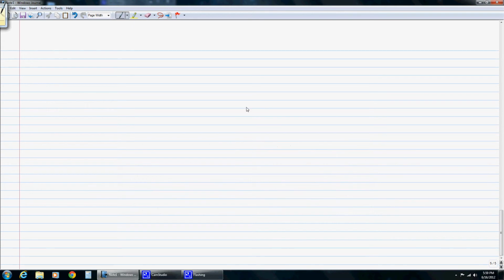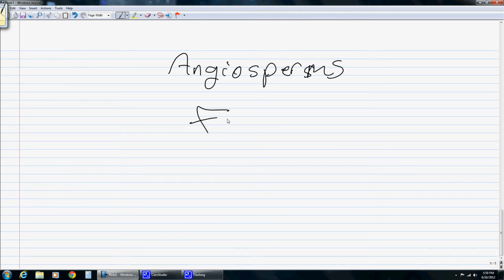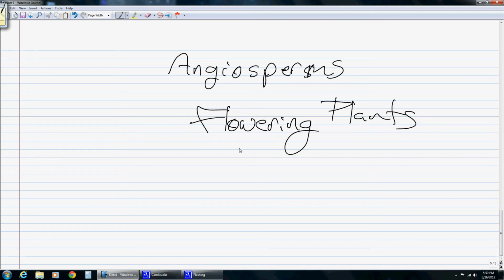Now, the other type of seed plants we're going to get, and these are the very pretty ones, the ones that you give to your mother for Mother's Day and stuff like that, these are going to be the angiosperms. Angiosperms are known as the flowering plants. And their seeds, when they have them, are going to be protected. They're going to have different things that cover the seeds.